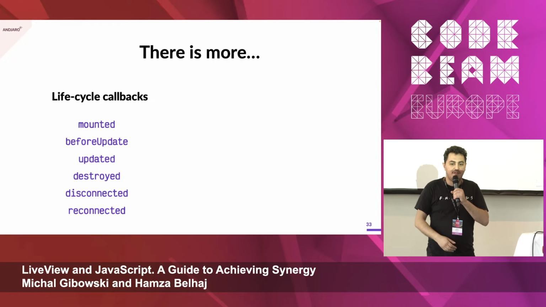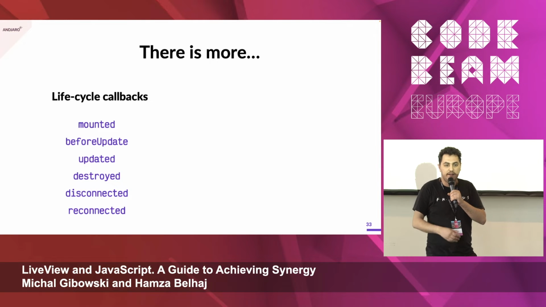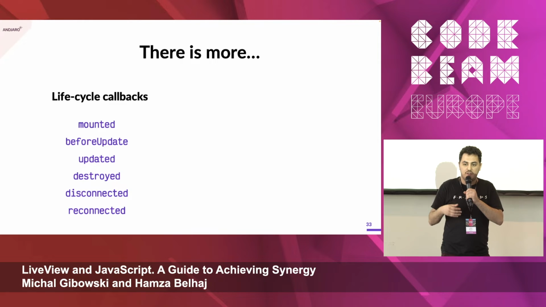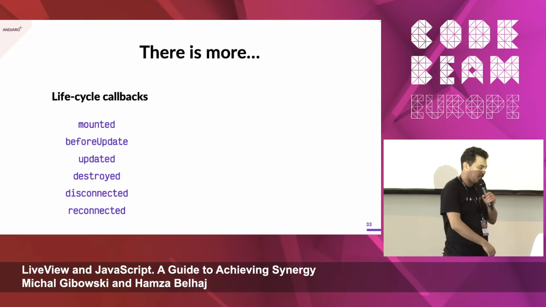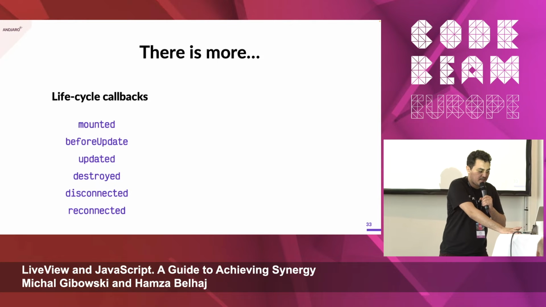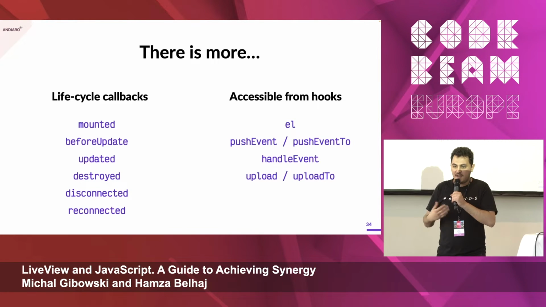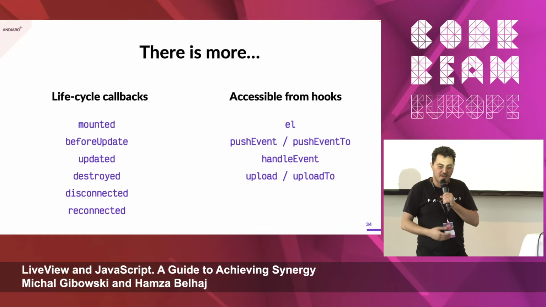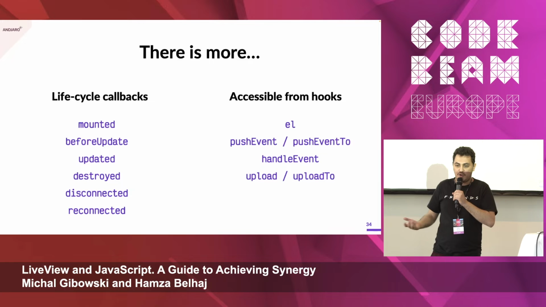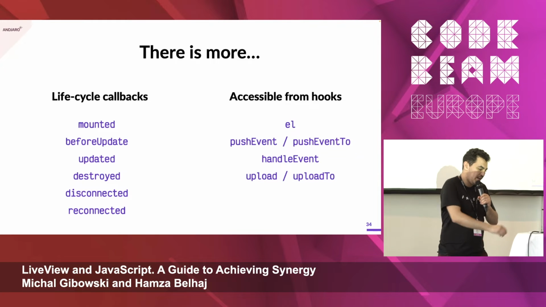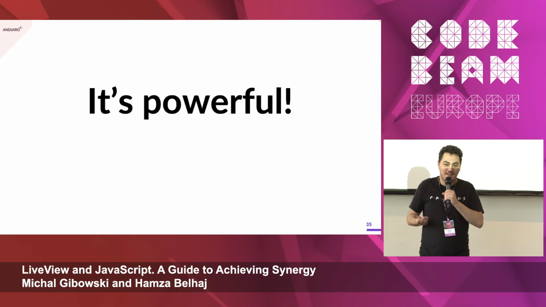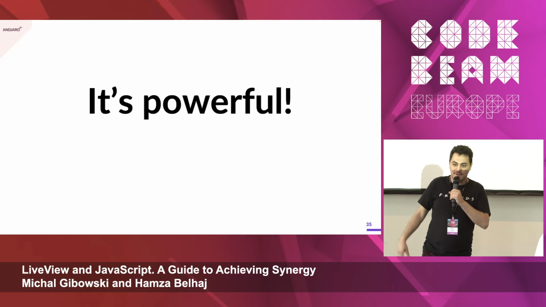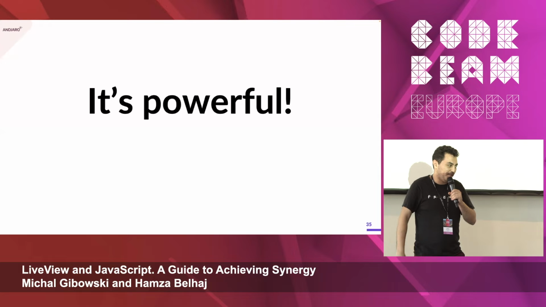For example, we could do a little UI that shows whenever the connection is lost or reconnected, etc., while using disconnected and reconnected callbacks. And another thing is that directly from the hooks, you can access elements and you can push or receive events. And this part will be important in the later parts of this presentation. And you could also handle uploads if you wish. So it's powerful, that's for sure. I mean, with what we said about commands and hooks, we could do really a lot of things.